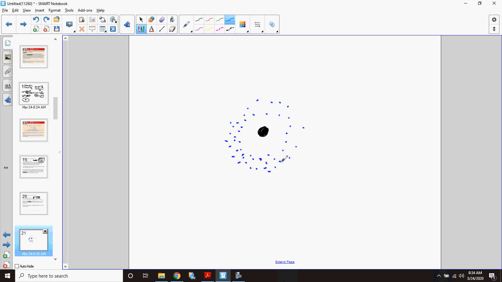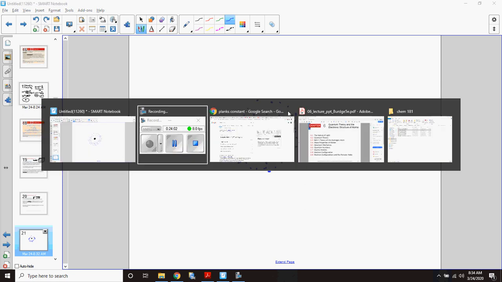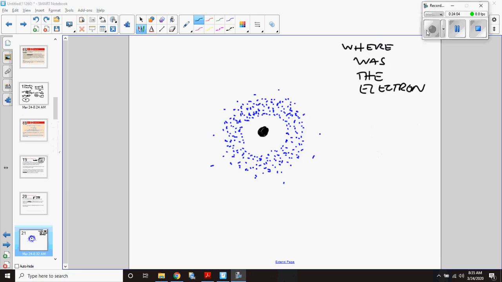And I did find a computer program that actually simulated this really well, but I haven't found that yet. So let me pause for a second. You don't want to see me drawing dots on a page. Okay, we're back.